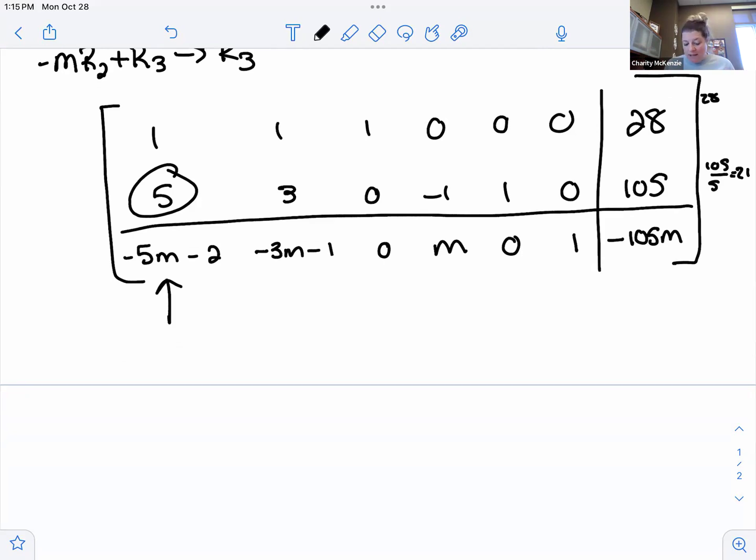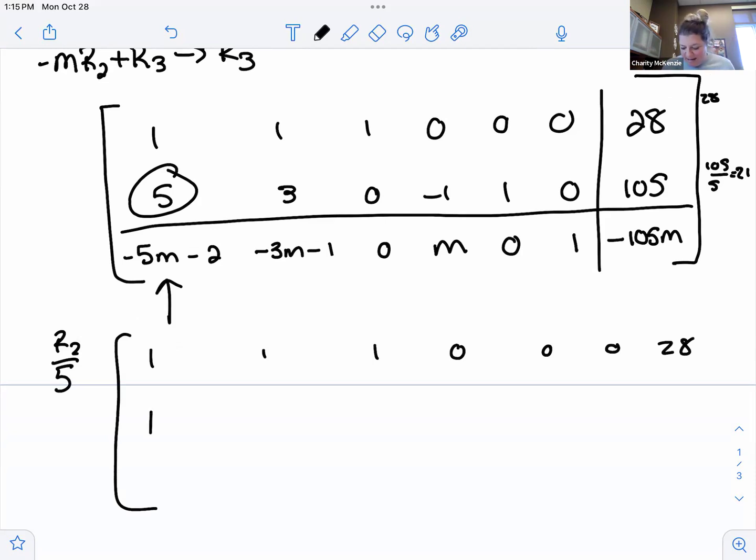Make your pivot a 1. So row 2 divided by 5. So I'm going to take that row and divide it by 5. So this row stays the same. Leave yourself more space as you write these down because the M's at the bottom are kind of tricky.